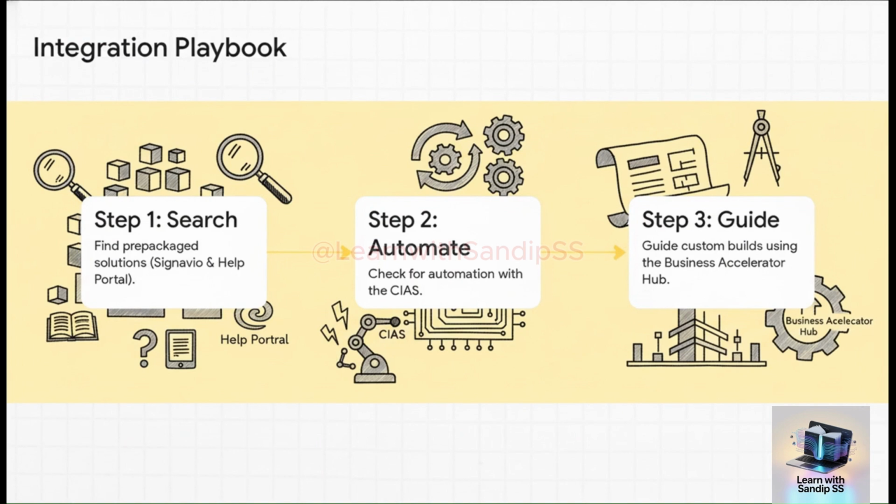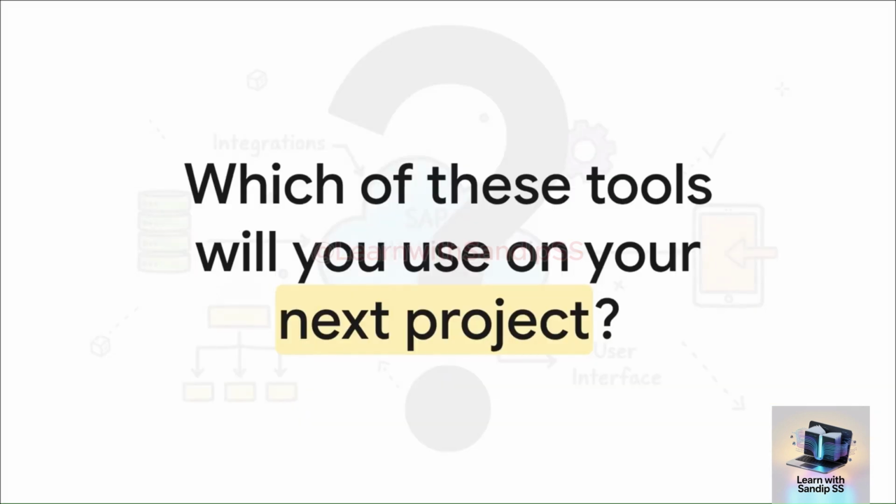So there you have it. That's your simple 3-step integration playbook. Step 1, always search for prepackaged solutions first. Step 2, if you find one, check if you can automate the setup with CIAS. And step 3, only as a last resort, guide the custom build using all the great resources in the Business Accelerator Hub. You know, sticking to this playbook will make you a much more strategic and way more efficient consultant.